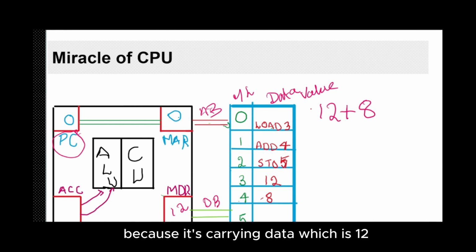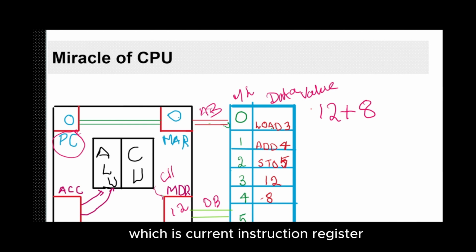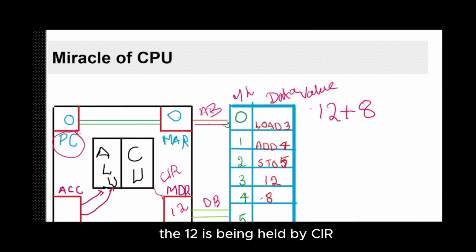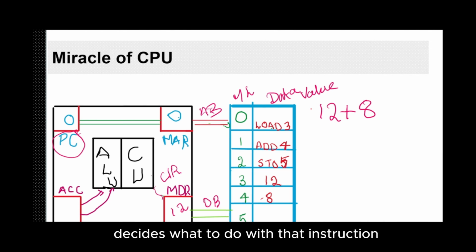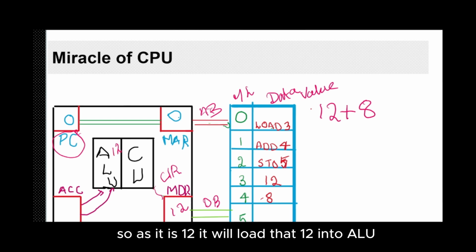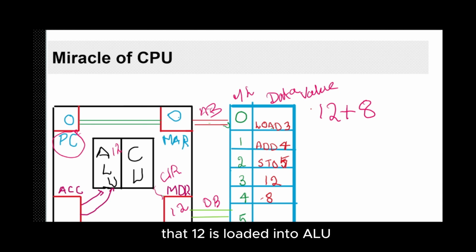Because it's carrying data, which is 12, it goes to the MDR, so it's copied there. Then what happens? The CIR, which is the current instruction register, is holding that information. So 12 is being held by the CIR. Then the main boss, which is the control unit, decides what to do with that instruction. As it is 12, it will load that 12 into the ALU. So that 12 is loaded into the ALU.